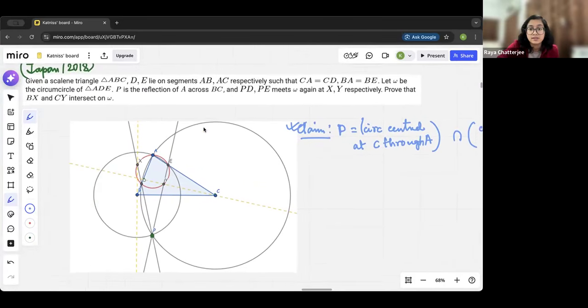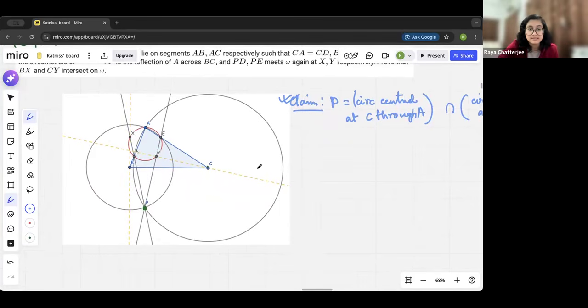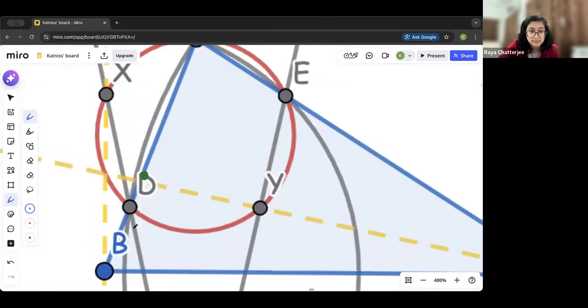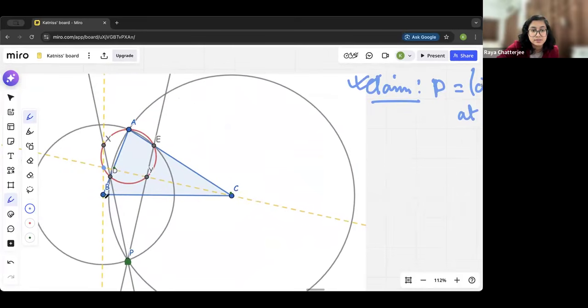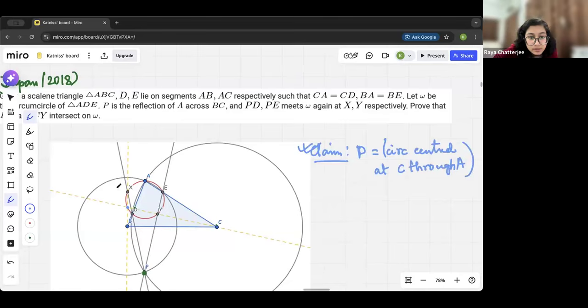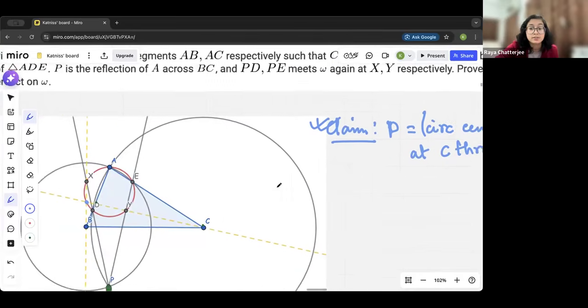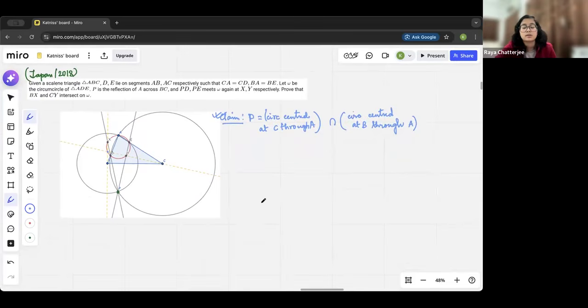So now what are we given? PD and PE meet the circumcircle of ADE at X and Y. And I want to prove that BX and CY intersect on this small circle as well, this point. So X and Y are basically just: you take PD and PE and let them meet the circle for the second time. Those are X and Y. And now you want to show that BX and CY intersect on omega.